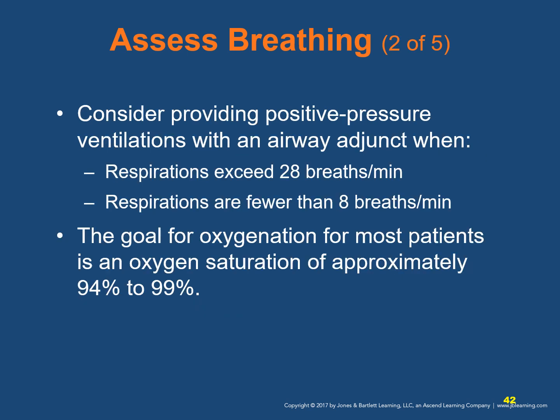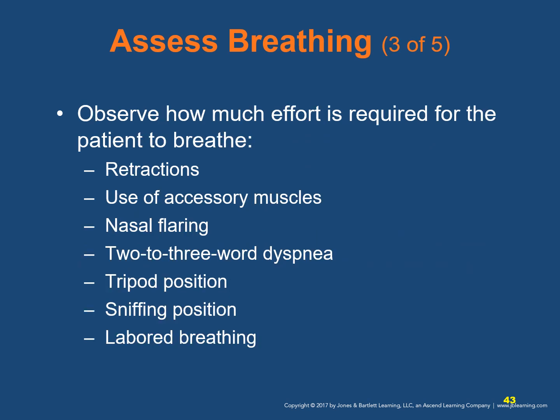Consider positive pressure ventilations that should be performed for patients who are not breathing or whose breathing is too shallow or too slow. If the patient is breathing adequately but remains hypoxic, administer oxygen. The goal for oxygenation for most patients is an oxygen saturation of approximately 94 to 99%. If a patient seems to develop difficulty breathing after your primary assessment, you should immediately reevaluate the airway.